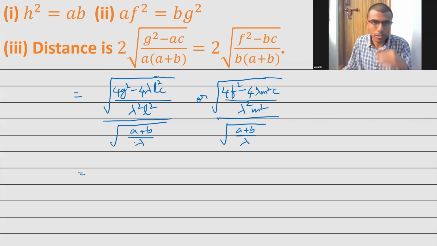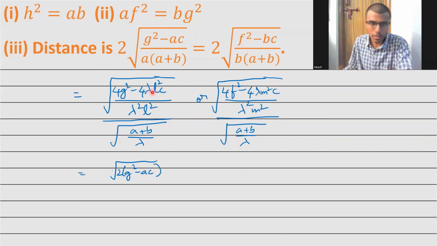Now what would this be equal to? Lambda L square is A, if you remember the first equation. And here I can take 4 common. Here, if you observe, 1 lambda and 1 lambda would get cancelled because everything is under the root, so I'll consider it as one term. So this would be nothing but under root 2 into g square minus AC.